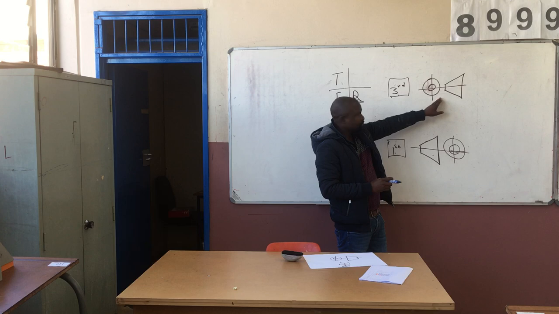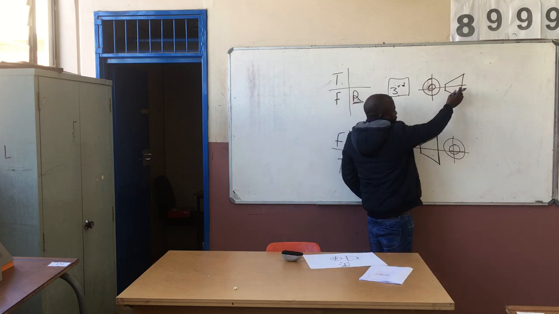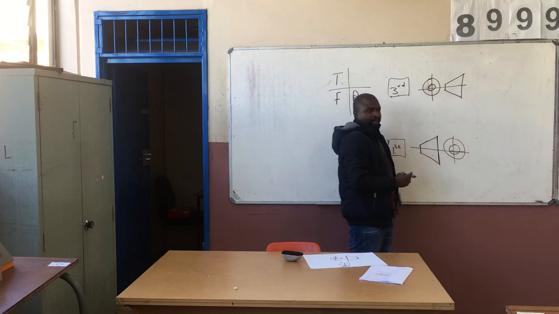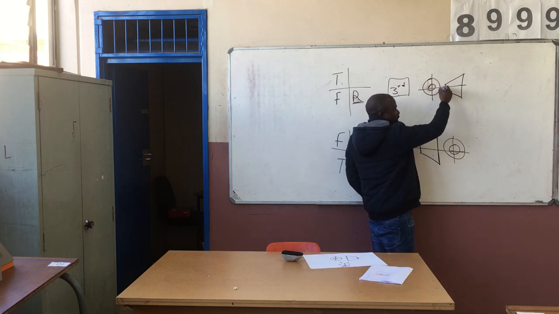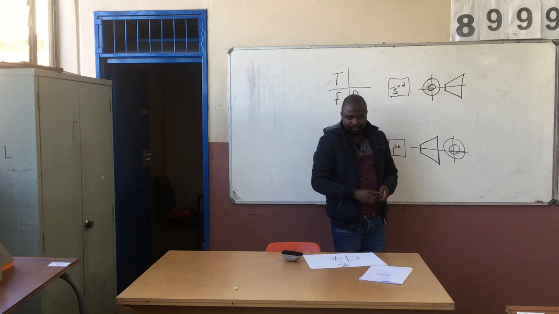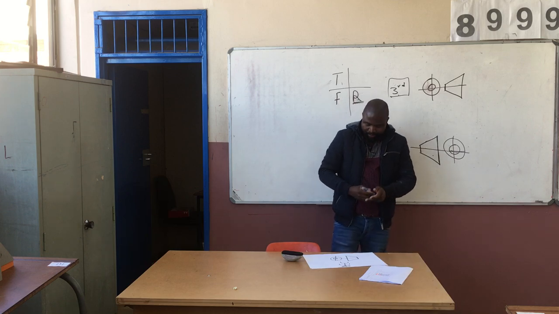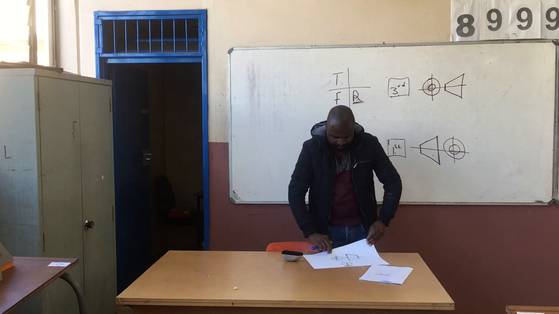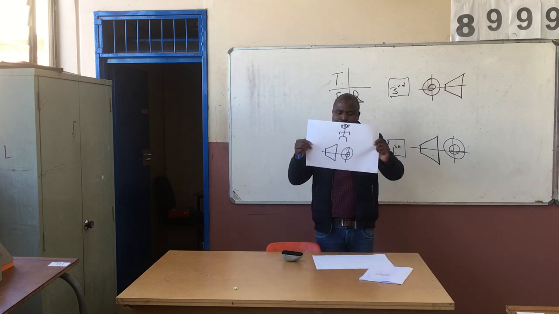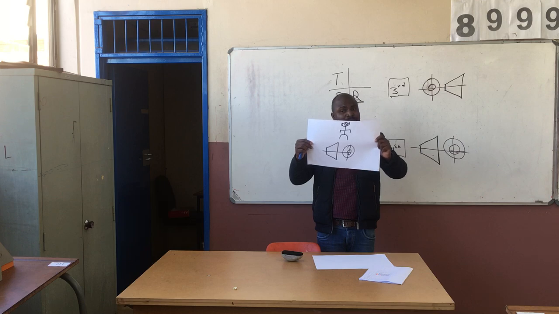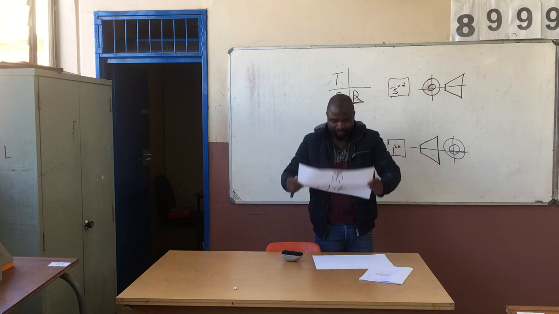For third angle, the trapezium must be on the right of the circle, and the shorter side must face what? The circle. So the question is, which angle is this one? First. This is first, okay.